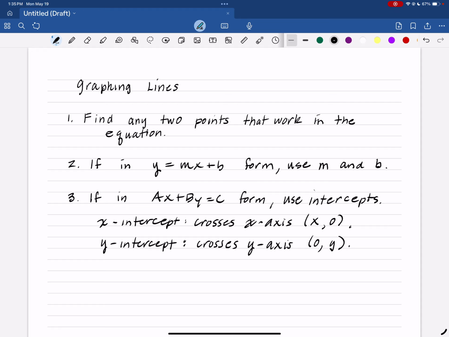Or if it's solved for y and it's y equals mx plus b, you can use the slope and the b value, which is the y-intercept, to draw the graph. Or if it's in standard form, it's really easy to use the intercepts. And the intercepts are the x-intercept and the y-intercept. The x-intercept is where it crosses the x-axis, and the y-intercept is where it crosses the y-axis. So let's do some examples.